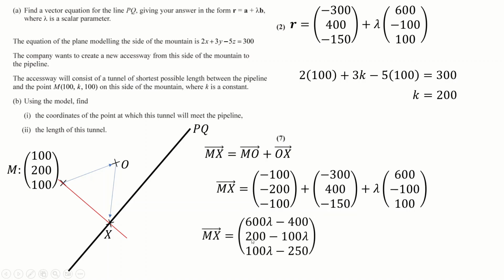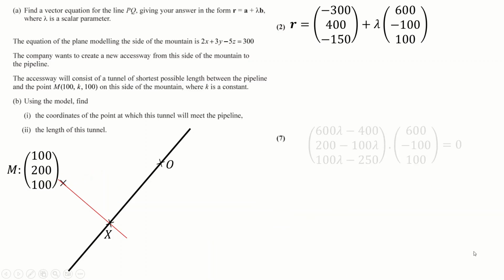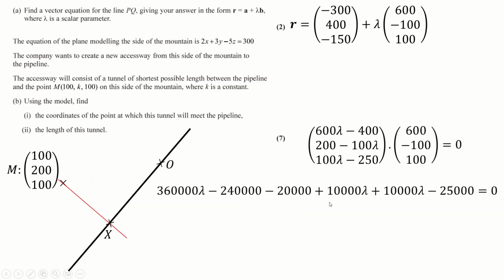And now this is the vector M to X, which I know, as I've said, is perpendicular to the line PQ. So this thing here, dot, this thing here, the direction of the line, must be 0. And now we're on the home straight here, because all we have to do is do this times this, plus this times this, plus this times this, and that all equals 0. The numbers are horrific, but that's okay. We'll eventually solve for lambda, and we'll get lambda as this.